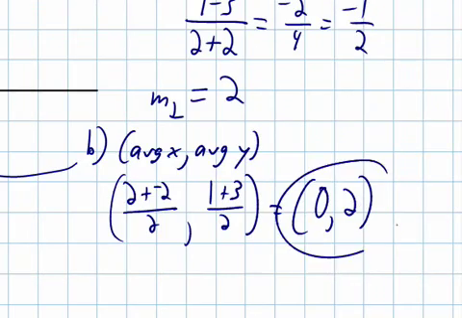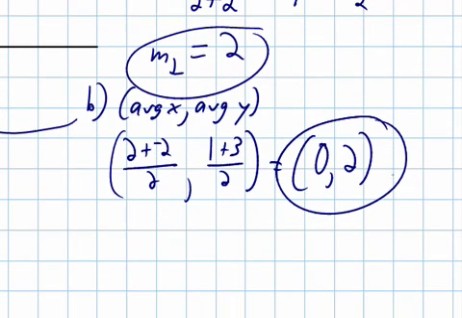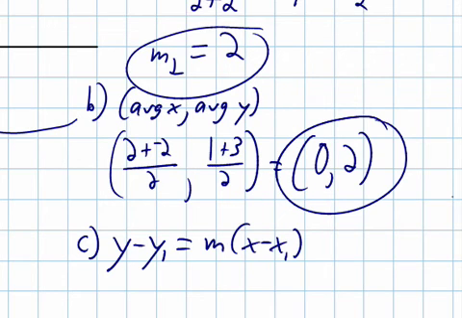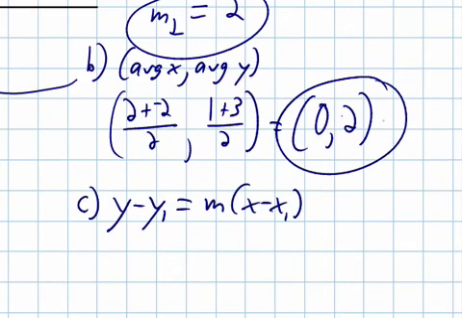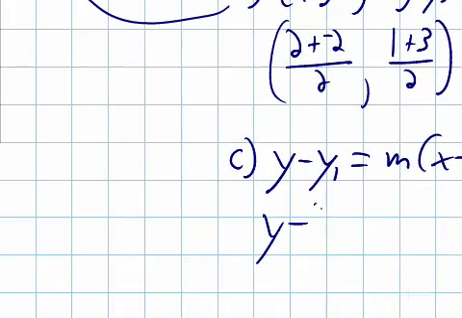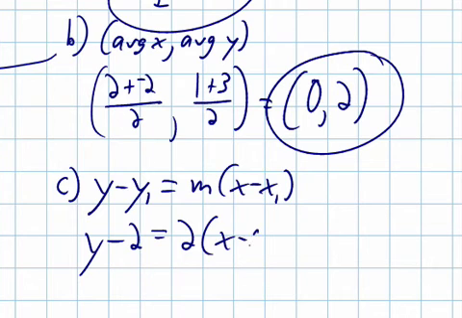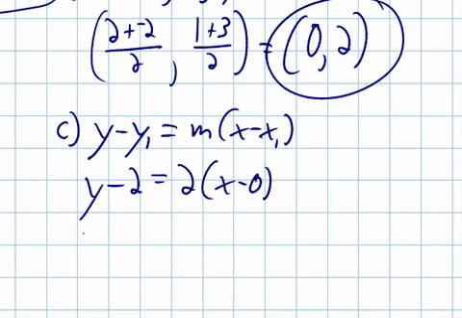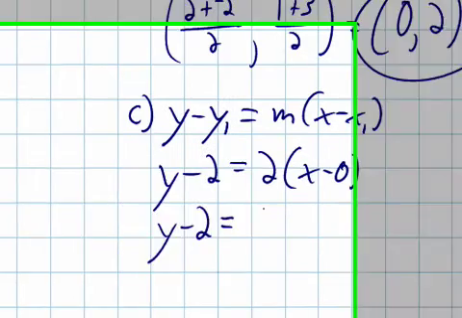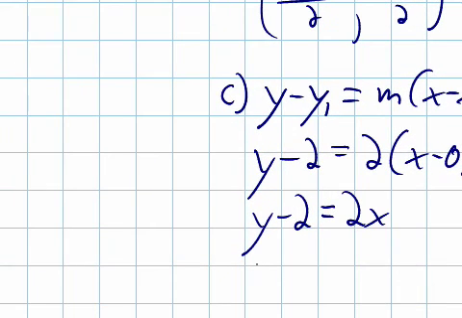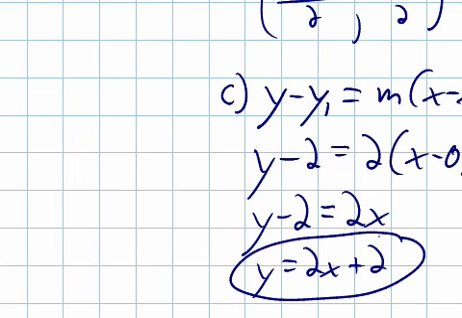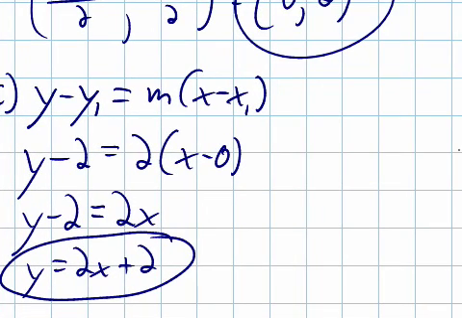So we have our midpoint, we have a slope, and the last step is to use point-slope form, y minus y1 equals m times x minus x1, and substitute. Let's substitute 2 in for y1, 2 in for the slope, and 0 in for x1. We get y minus 2 is equal to 2x, or y is equal to 2x plus 2. And that is the equation of the perpendicular bisector in slope-intercept form.